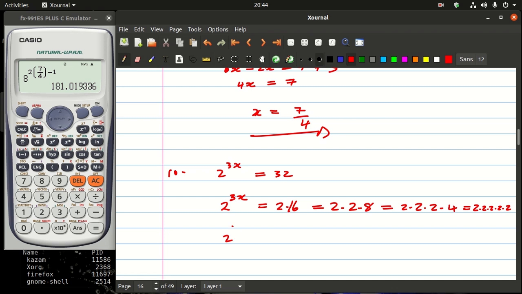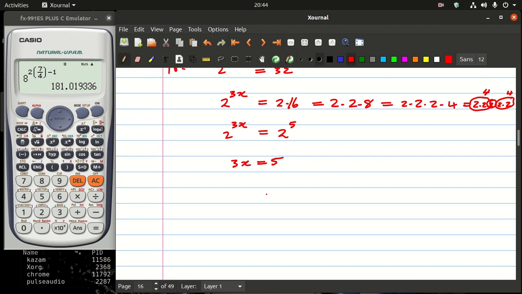So we have 2 raised to 3x is supposed to be the same as 2 to the power 5. That's how you break this thing down to find out the number of 2's. 2 times 2 is 4, and this one here is another 4. 4 times 4 is 16, times this 2 is 32. So this base and that base are the same, so our 3x is supposed to be equal to 5. And then, of course, our x here is supposed to be 5 over 3. So that's supposed to be our x.